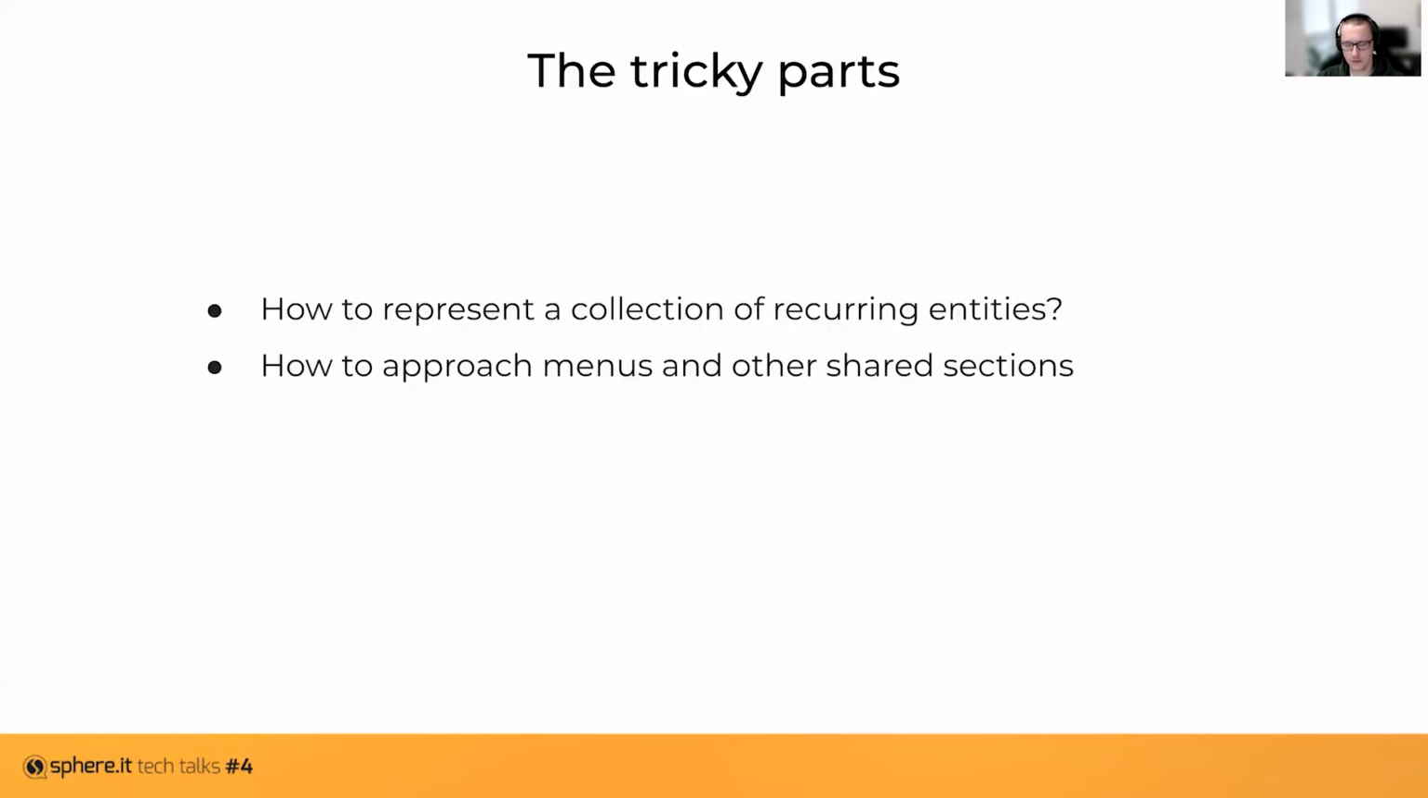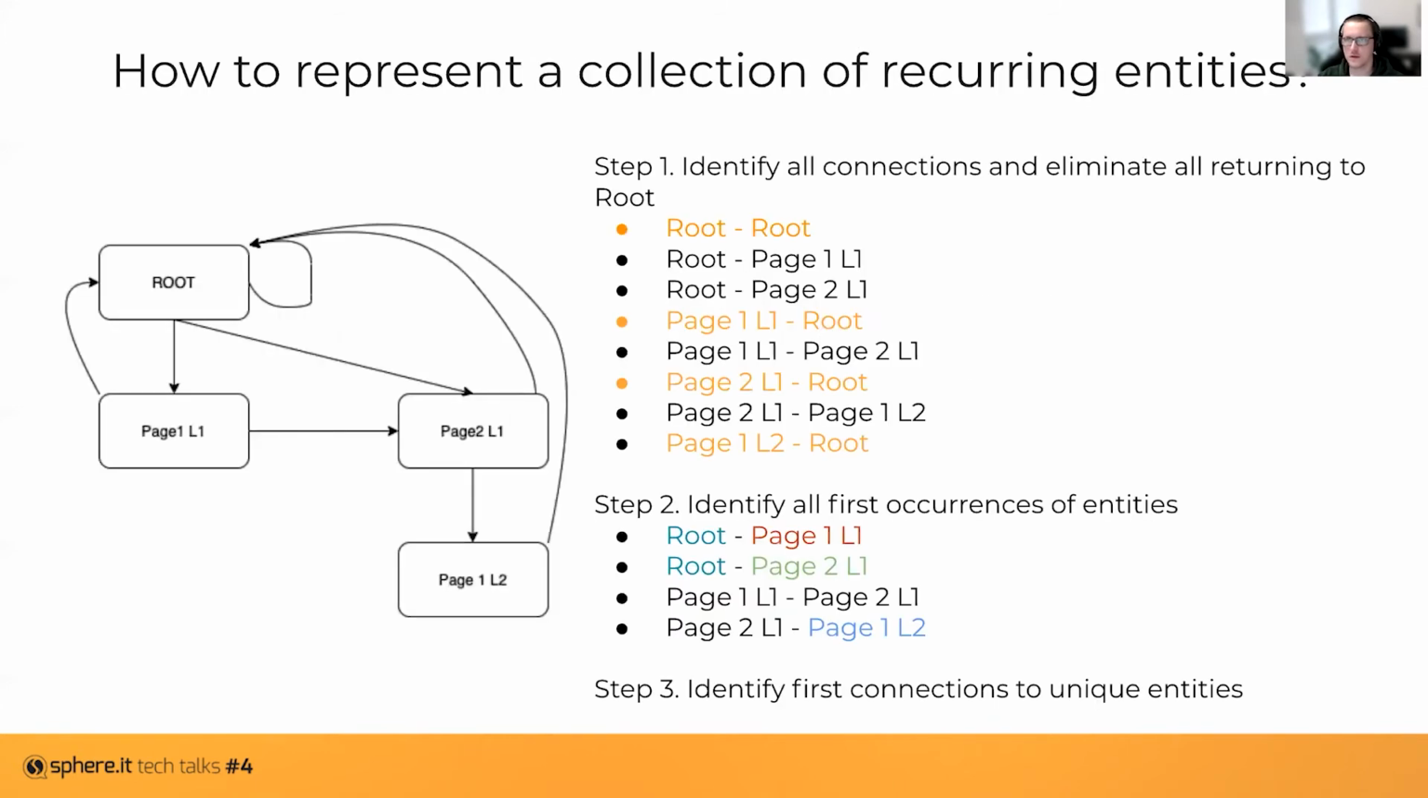That was a really short example, so let's talk about the tricky parts of converting one to another, because we converted a graph structure into a tree structure. And two items I've put on the list are how to represent a collection of recurring entities and how to approach menus and other shared sections. So let's continue with the first item.